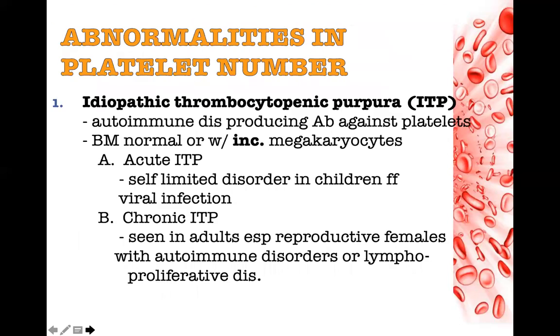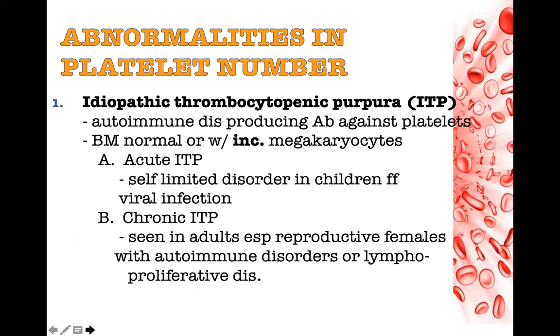Let's talk about abnormalities in platelet numbers. So this is what we call the quantitative platelet defect. First is what we call idiopathic thrombocytopenic purpura. It's an autoimmune disorder wherein we produce antibody against the platelets. The bone marrow may be normal, or we can see an increase in the number of megakaryocytes.